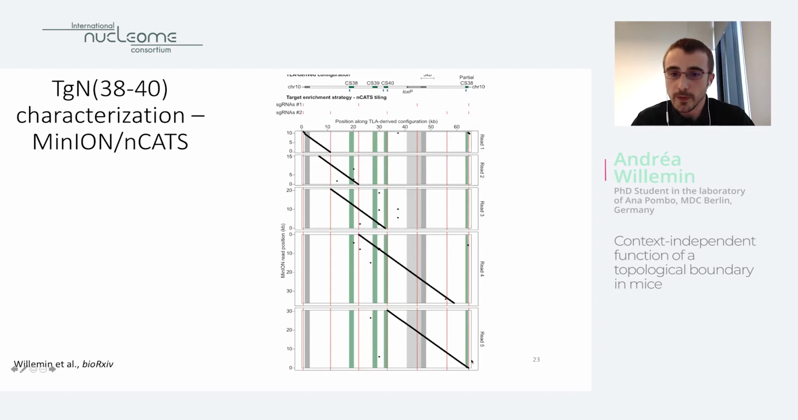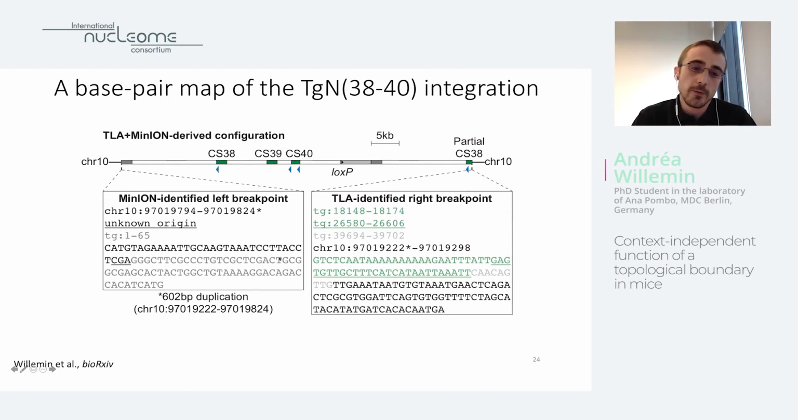to the other. And in particular, as you can appreciate by the continuity of these oblique lines, the MinION fully validated the proposed mutant reconstruction, including its head-to-tail configuration. Now, furthermore, MinION also enabled us to characterize the left integration breakpoints, hence completing our base pair map of the TgN 3840 integration. So to summarize, we know with a good confidence level that our integration makes 63 kb in total and comprises 4 CTCF binding sites that are sharing the same orientation.